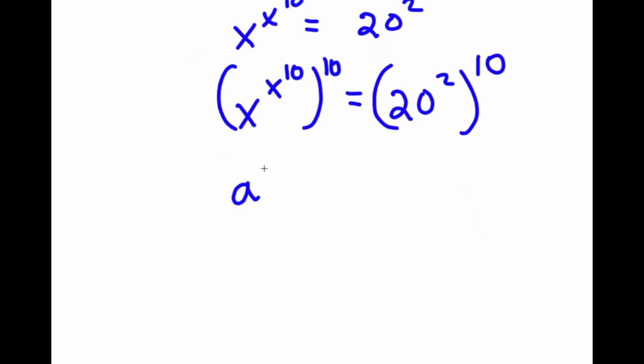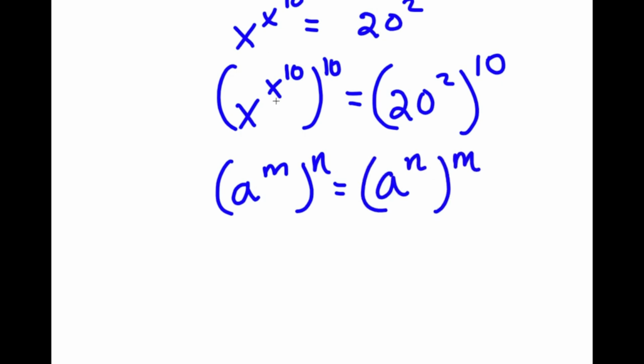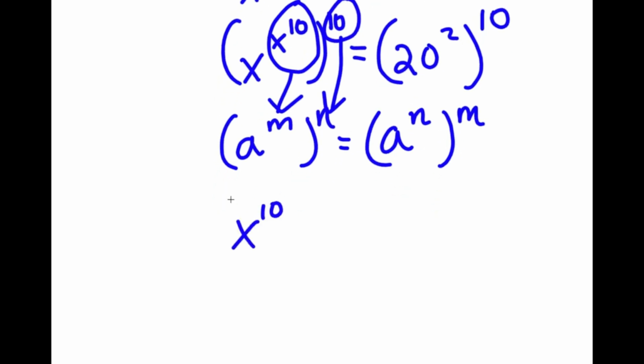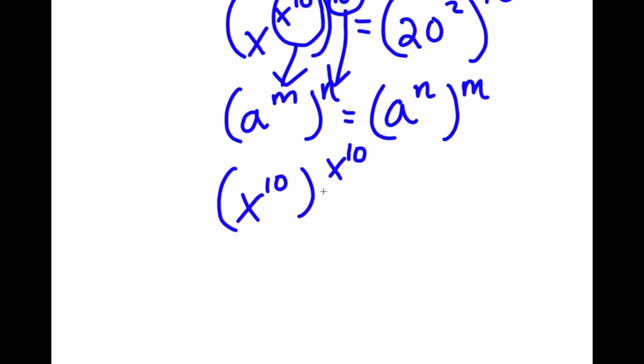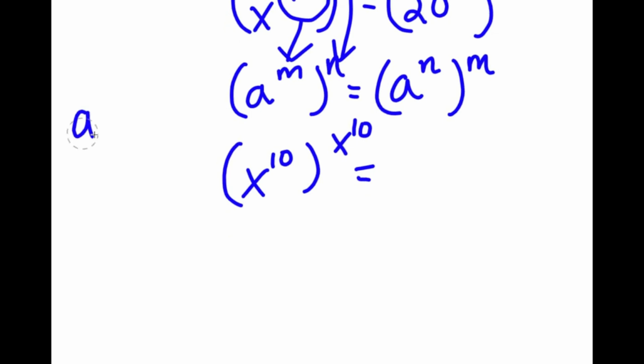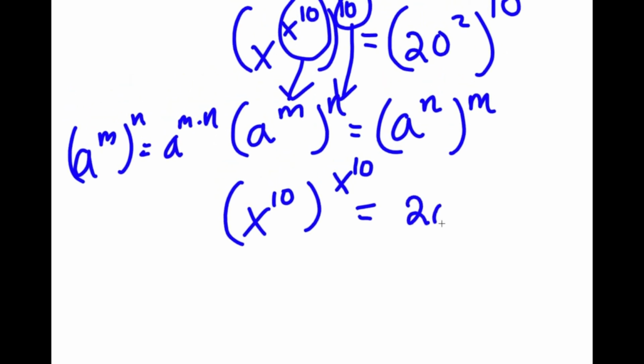Now, if I have something in the form a to the power of m to the power of n, this is the same thing as a to the power of n to the power of m. So in this case, we can think of x to the power of 10 as m and 10 as n, and I can switch these 2 places. So now I have x to the power of 10 to the power of x to the power of 10. And also, if I have something in the form a to the power of m to the power of n, this is equal to a to the power of m times n. So this is the same thing as 20 to the power of 2 times 10, which is 20.